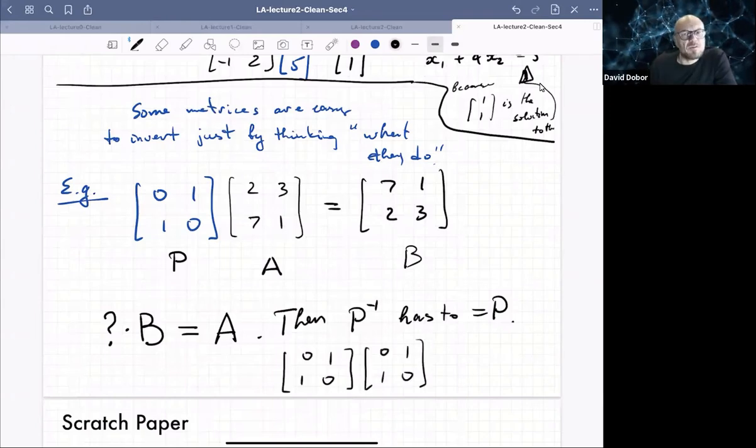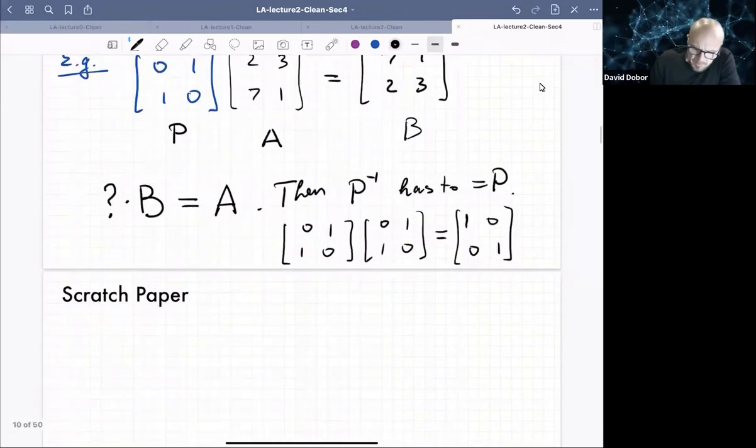And by the way, this all generalizes to bigger matrices. If you multiply those two, you get exactly the identity matrix. So that works out, right? Nobody doubts that. Example 2.